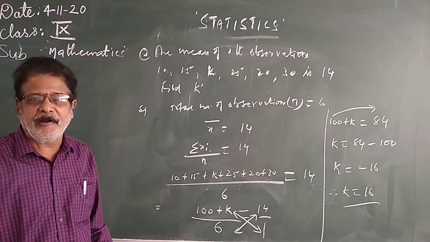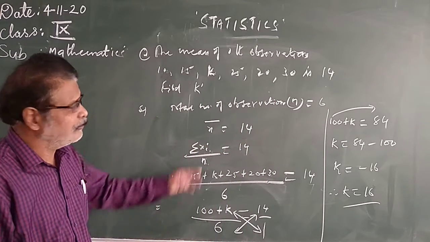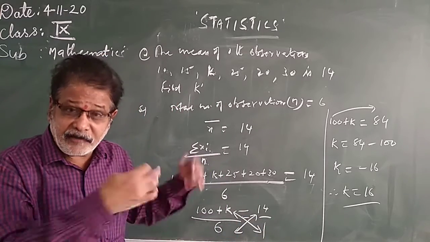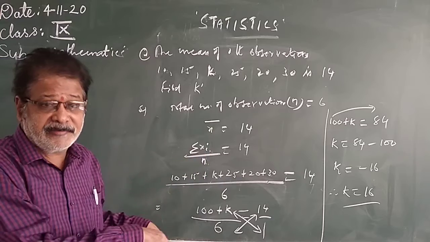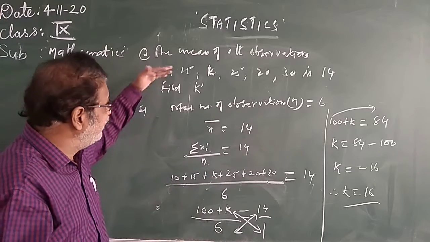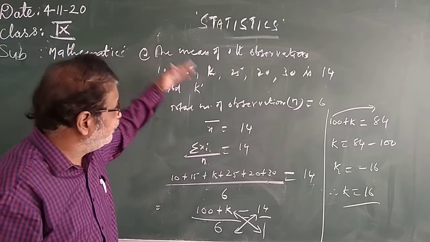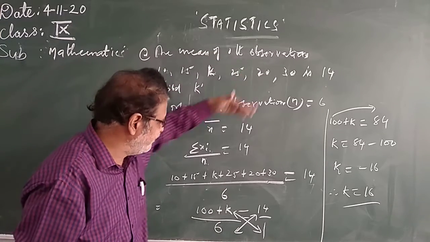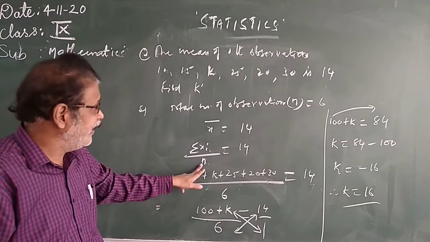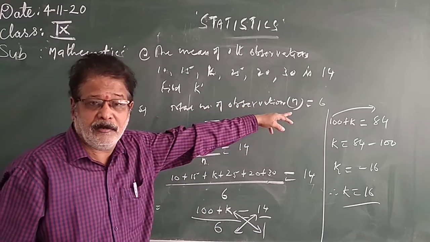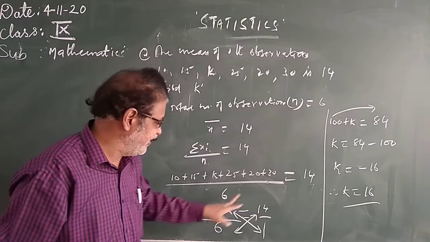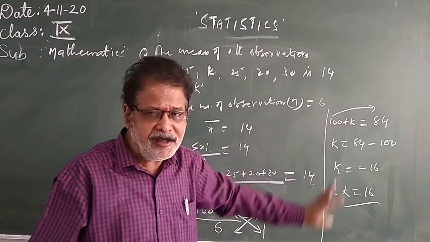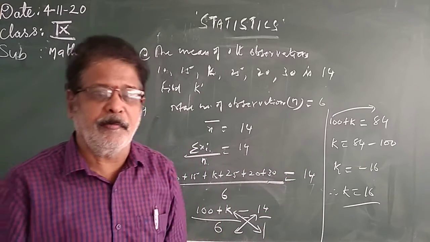Like this, you can find out the unknown value. So in the earlier problem, when they give the observations, you need to find the arithmetic mean. Here, what is given? One of the observations is missing and the mean is given. The mean of these observations is equal to 14, meaning the sum of the observations 10 plus 15 plus K plus 25 plus 20 plus 30 by n. N means the total number of observations, 6. That is equal to 14. By simplifying, at last we got the K value. I hope you understood this problem.